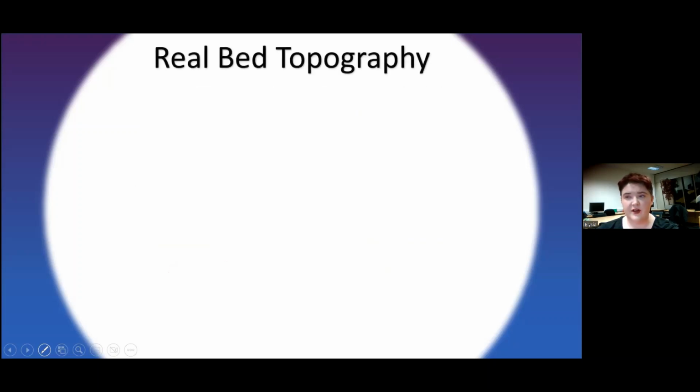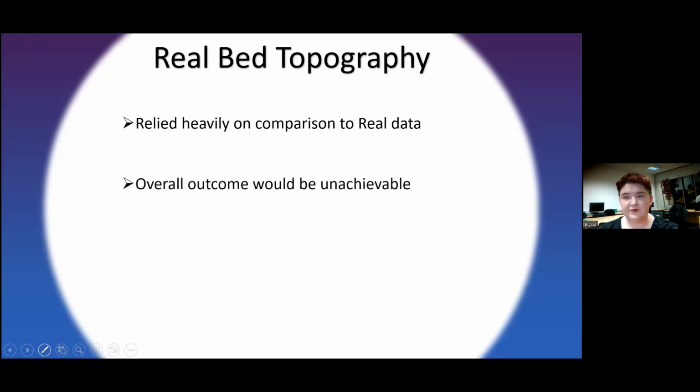In these initial stages, I did rely heavily on comparison of the generated bed and the real bed at several stages in the computations, which in the long run would mean my overall goals of the method would not be met, as I wouldn't be able to generate data for beds that we have no real information for if my computations relied on comparison. So this is something I kept in the back of my mind until I developed a solid structure of what I wanted to do.